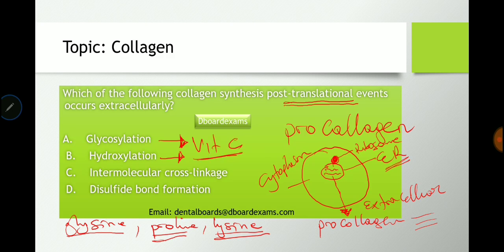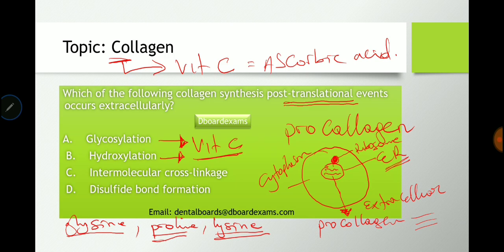Remember, when you see collagen, think about vitamin C. What's the other name for vitamin C? It's ascorbic acid. Okay, all right, so ascorbic acid is the cofactor. You need vitamin C for the collagen to form and become strong.